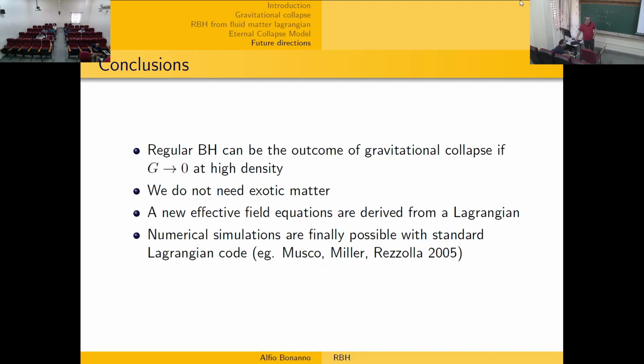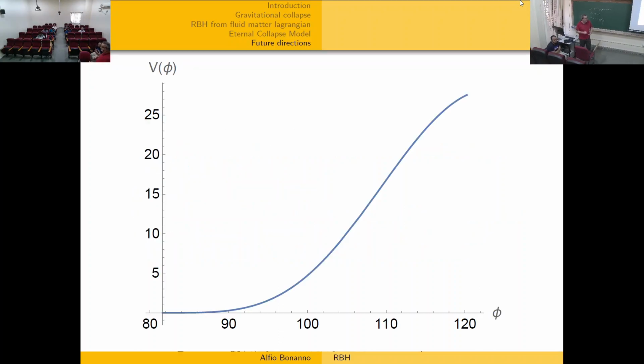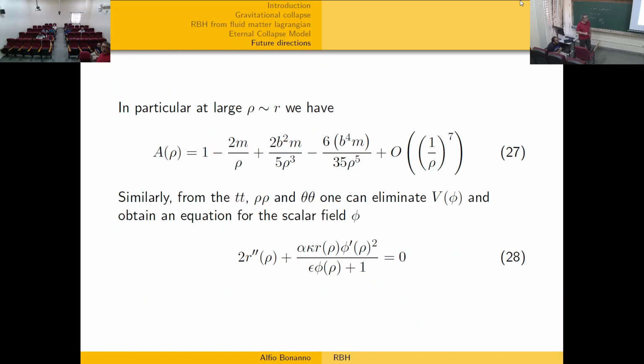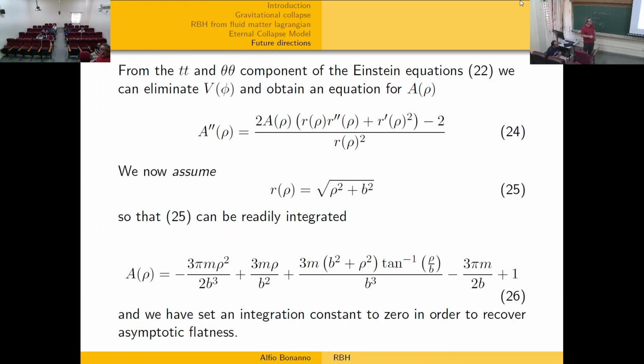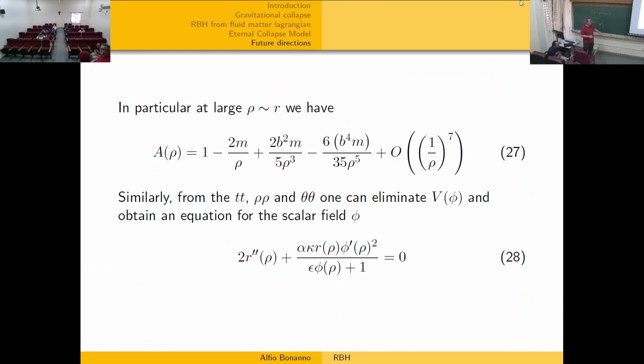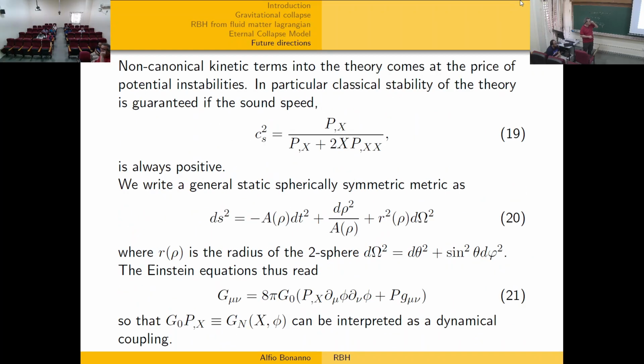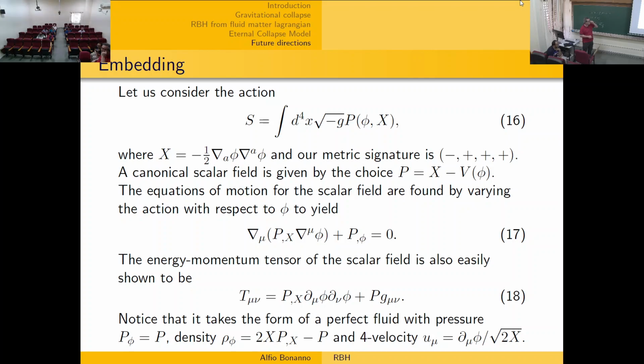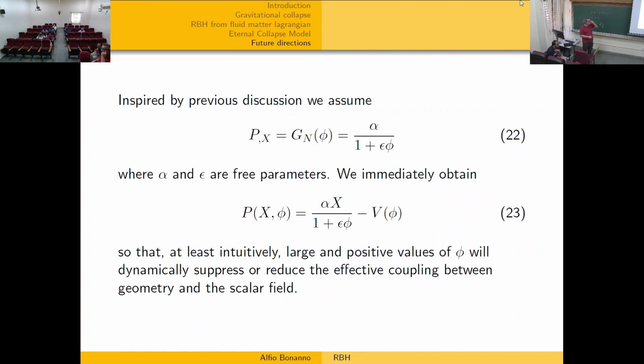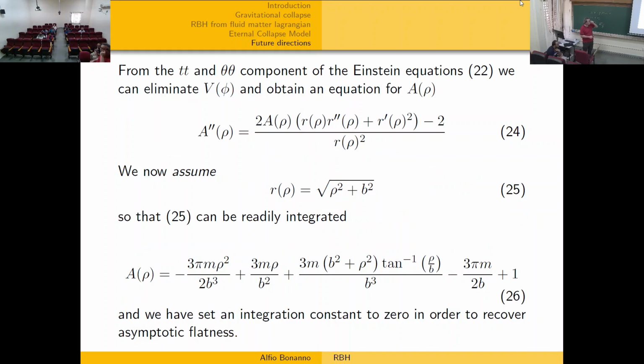Yes, exactly, but here I did reverse engineering. I did not specify the potential. I assumed this, and then I solved for the potential, because the potential is given by this expression. The Einstein field equations are these ones. So you have this equation here, the equation for rho, and then from the Bianchi identity you can extract the V.